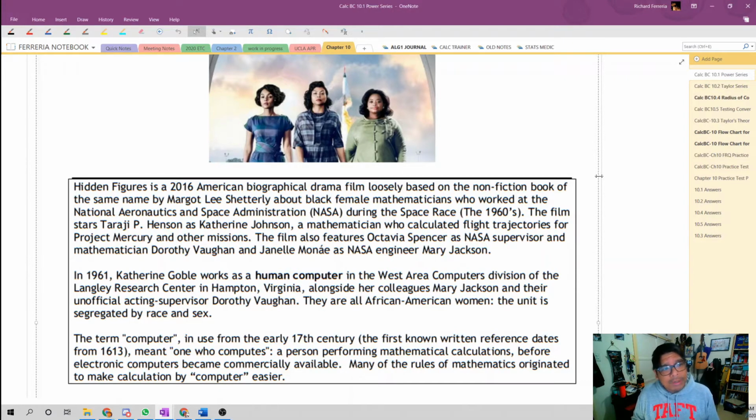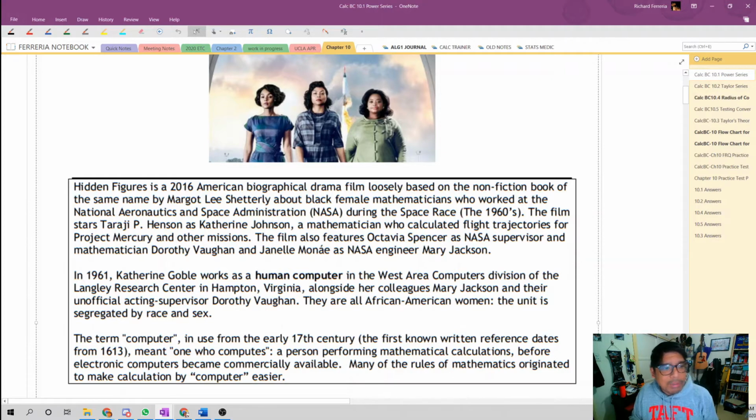If you don't know it, Hidden Figures is a 2016 American biographical drama film loosely based on the nonfiction book of the same name by Margot Lee Shetterly about black female mathematicians who worked with NASA during the space race in the 50s and 60s. The film stars Taraji Henson as Katherine Johnson, the mathematician who calculated flight trajectories for Project Mercury and other missions. The film also features Octavia Spencer as NASA supervisor mathematician Dorothy Vaughan and Janelle Monáe as NASA engineer Mary Jackson.